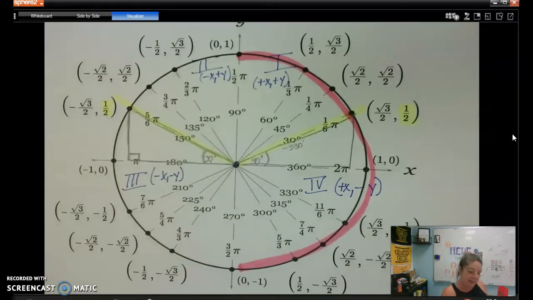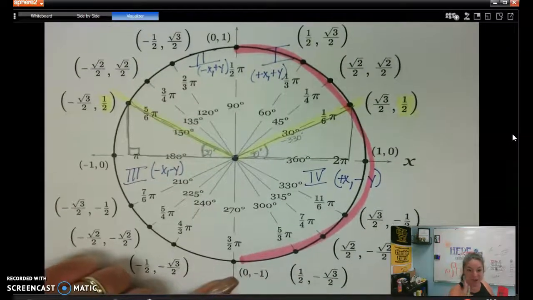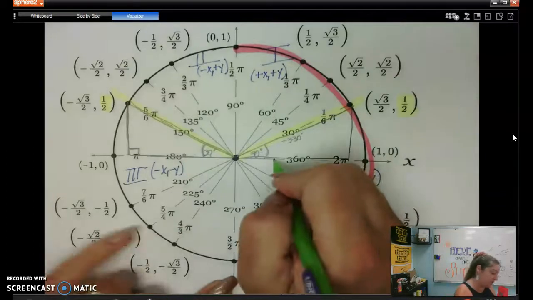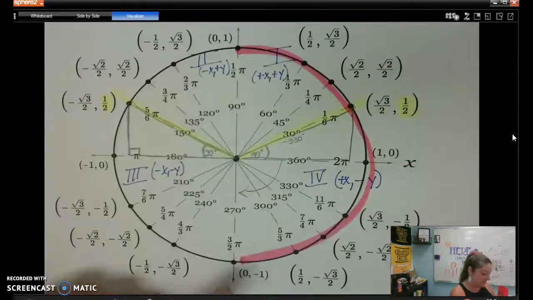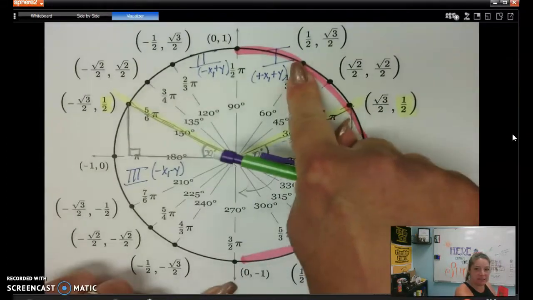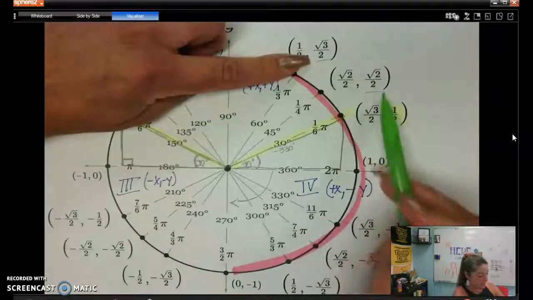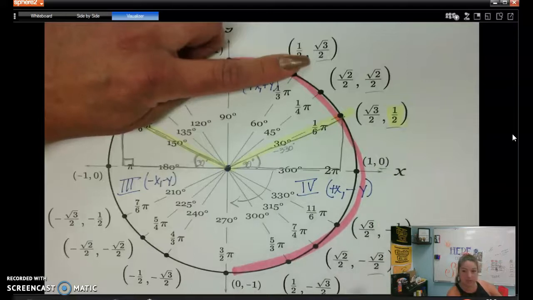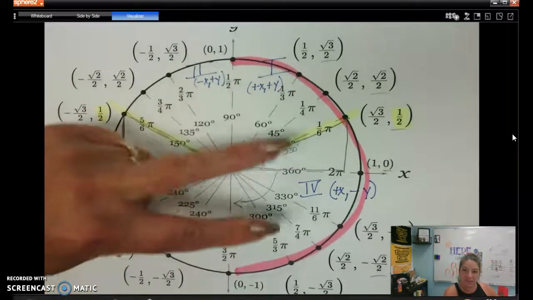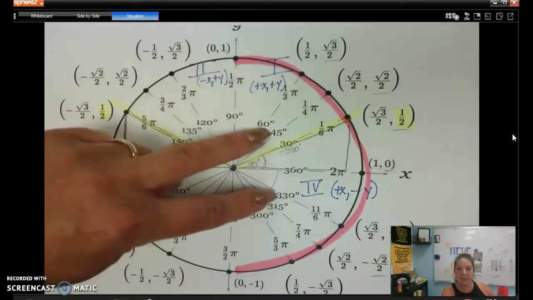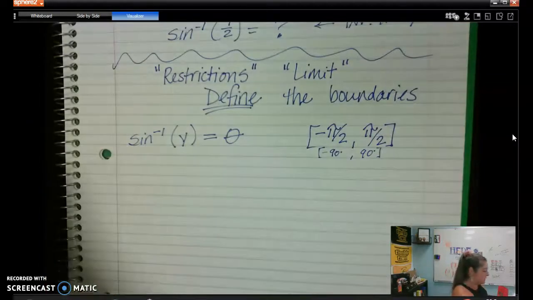So that's why this is defined from negative pi over 2. Remember, angles that are negative go clockwise, not counterclockwise. Okay, so negative pi over 2 to positive pi over 2. So whatever sine value you have, and you can see the numbers change as we go around the circle, sometimes they're positive, sometimes they're negative, but these are the angles that you're going to give as a response, okay? And again, I promise we'll do a couple of examples in just a second.